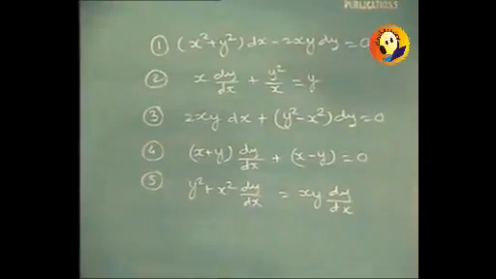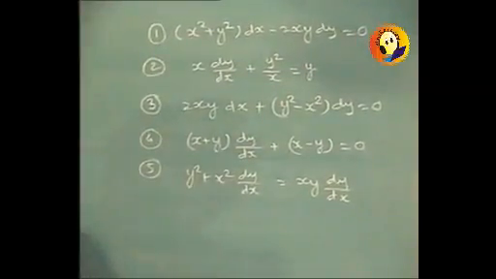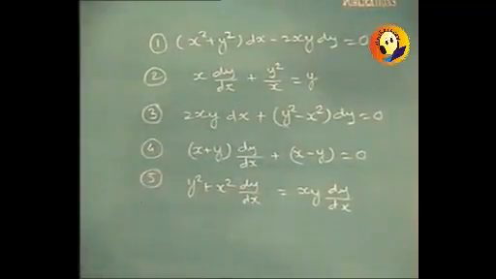Here is the first problem, which says (x square plus y square) dx minus 2xy dy equal to 0. The degree of the first term, adding the powers, is 2 and 2, so the degree is 2. For the second term also it is xy, that is 1 plus 1, 2.